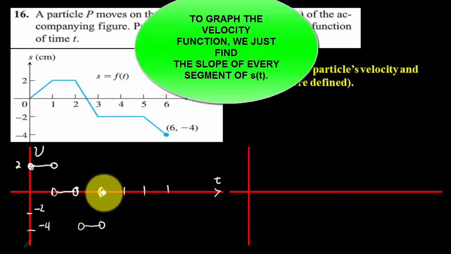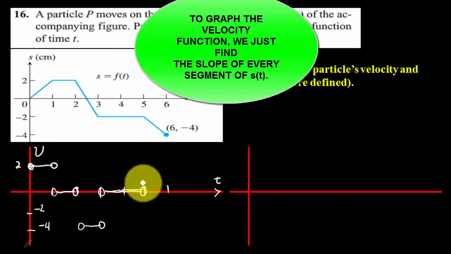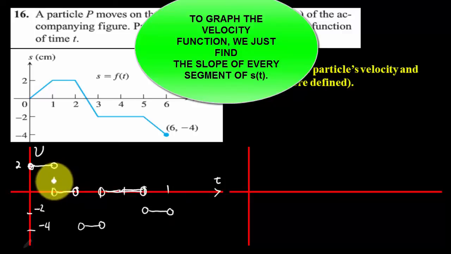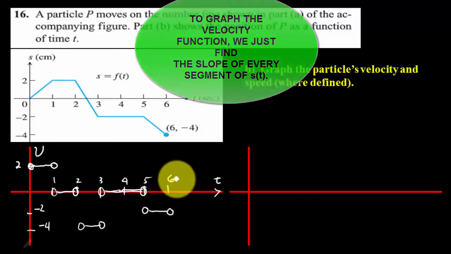And then what happens between 3 and 5? You have a standstill again, so the velocity is 0 from 3 to 5. And then what happens between 5 and 6? What is the change in y over the change in t? It has a displacement of 2 centimeters in the opposite direction. It's going to the left, so it's -2 from 5 to 6. Okay, let's mark that. That's 1, 2, 3, 4, 5, 6.